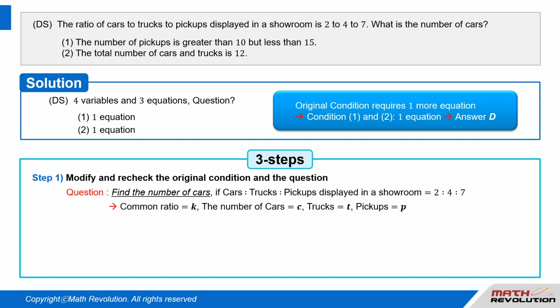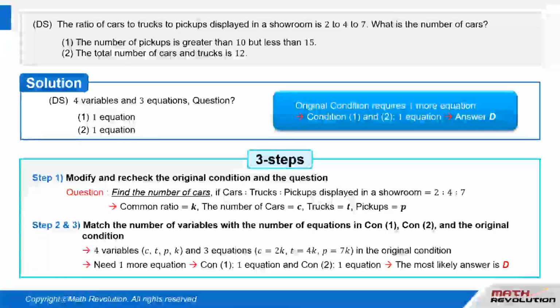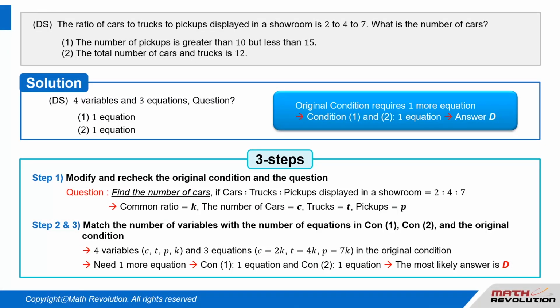Let the common ratio be K, and the number of cars, trucks, and pickups be C, T, and P, respectively. Follow the second and third steps. From the original condition, we have 4 variables, C, T, P, and K, and 3 equations: C equals 2 times K, T equals 4 times K, and P equals 7 times K. To match the number of variables with the number of equations, we need one more equation. Since conditions 1 and 2 will provide one equation each, D would most likely be the answer. That's right. The ratio K is what is important here.